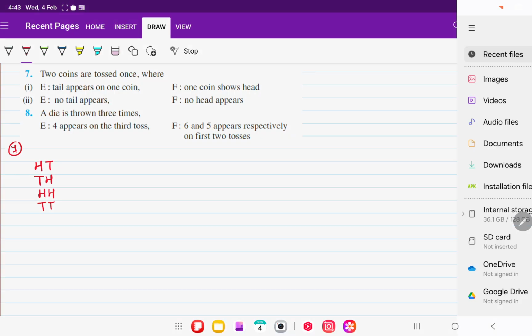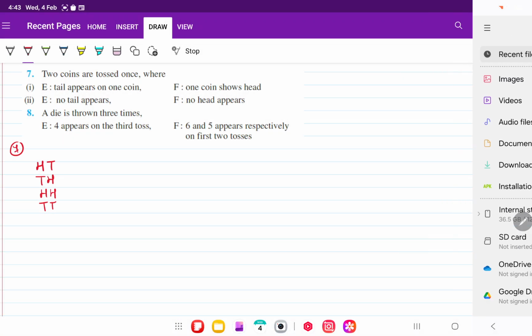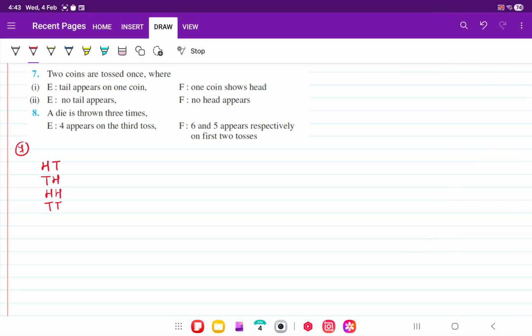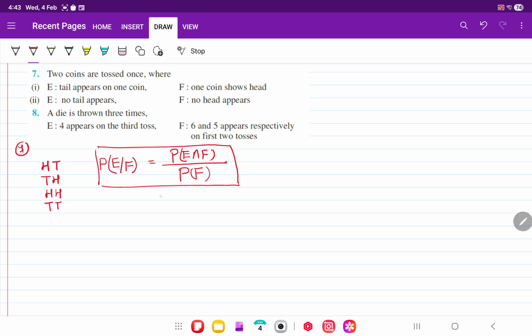They are saying the first event is tail appears on coin. So we need the probability of E when F has happened. What is the formula? Probability of E intersection F, meaning both, divided by probability of F. So this is the formula. Or we can use logic: probability of E when F has happened. This is F which has happened.